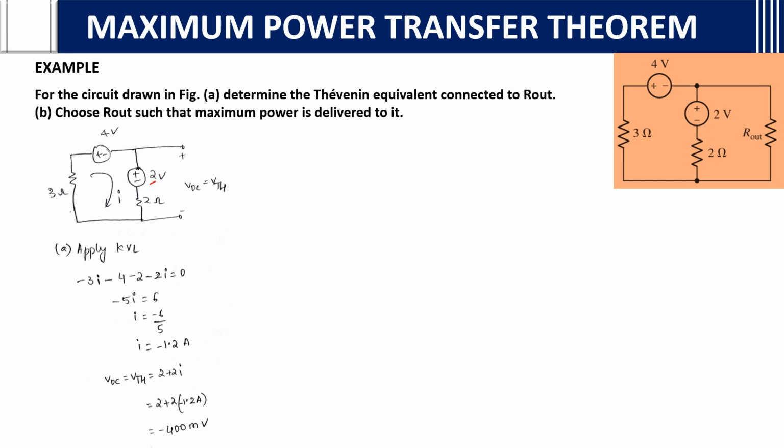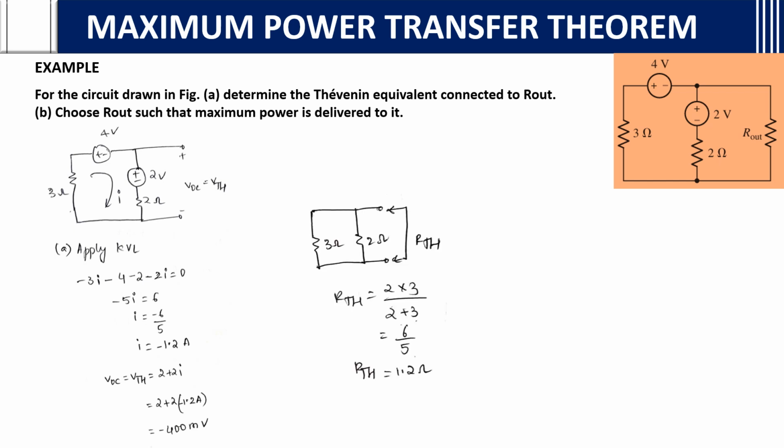That is 2 plus 2 into I. Why? Because we want the voltage across this. Voltage is what? I into R, I into 2 plus 2. After substituting the I value, you will get minus 400 millivolts as the Thevenin's voltage. Now for Thevenin's resistance, you remove the voltage source and short circuit it. You will get 3 and 2 in parallel. 3 and 2 in parallel means 3 into 2 by 2 plus 3. RTH will be equal to 1.2 ohms.